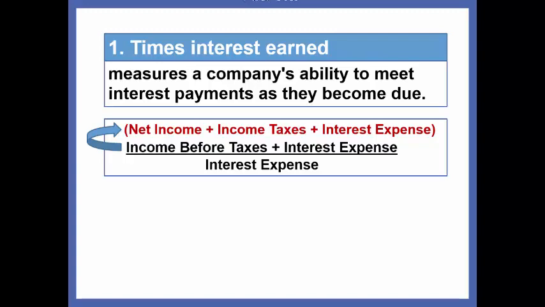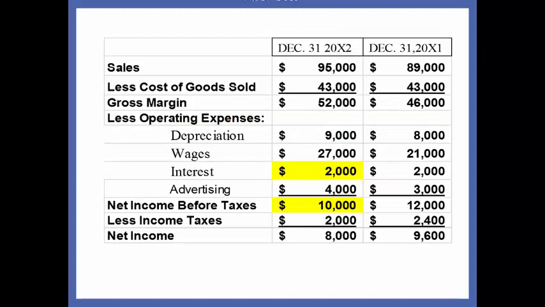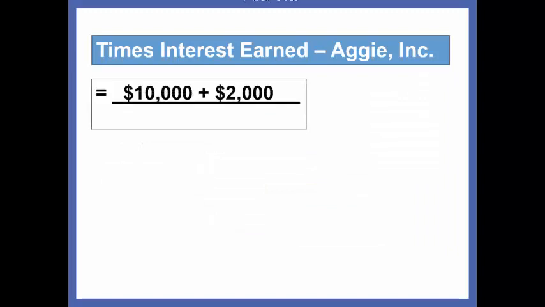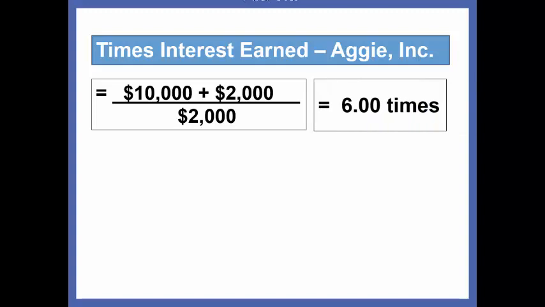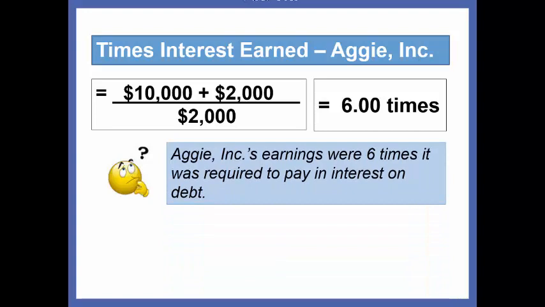All of these numbers come from the income statement, so let's turn our focus to the income statement. We're going to start with the income before tax, the $10,000, and we're going to add the interest back of $2,000 and divide by $2,000. So the numerator is 10,000 plus 2,000, and we divide by 2,000. So we get 6. Now this tells managers that Aggie's earnings were 6 times what it had to pay in interest on its debt. So the higher this is, the more likely that the company will be able to make those periodic interest payments.